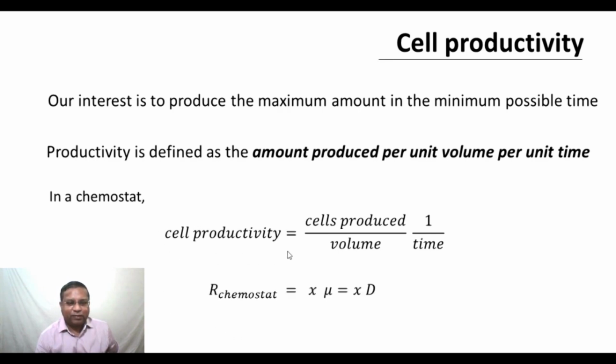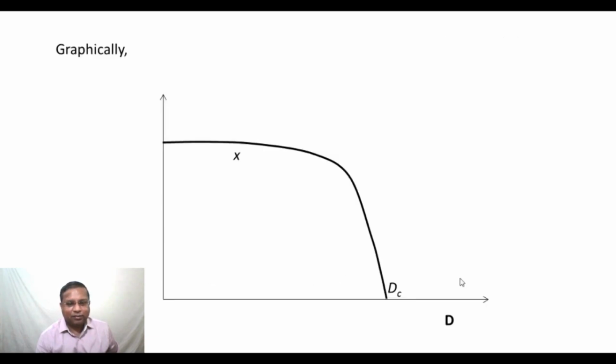If we represent the chemostat productivity by R of a chemostat, it would be the cells produced per unit volume, which is X, and 1 by time is mu, therefore X into mu, that would be X into D. And graphically, the cell concentration variation with D was like this. We have already seen this.